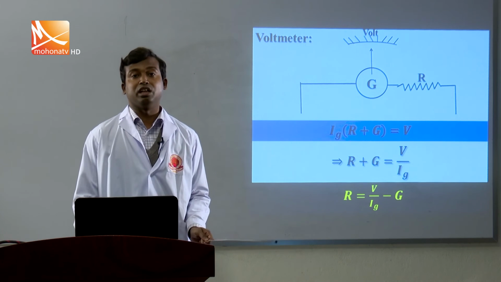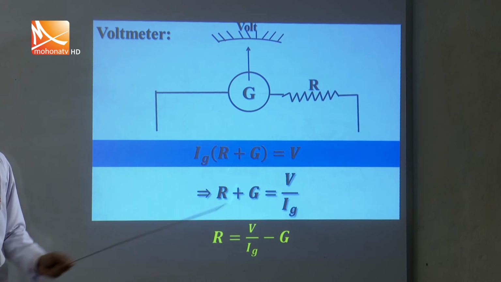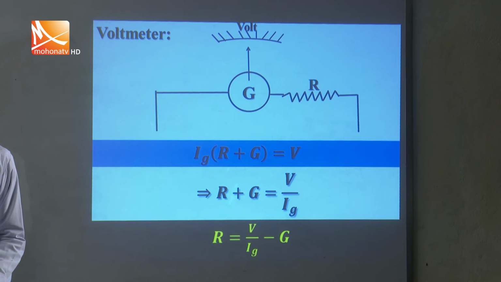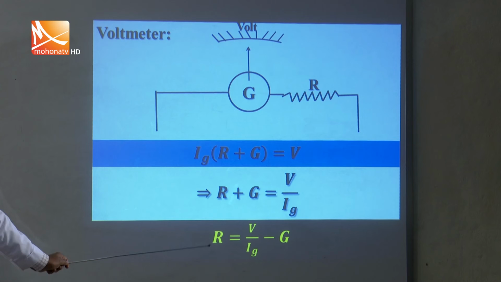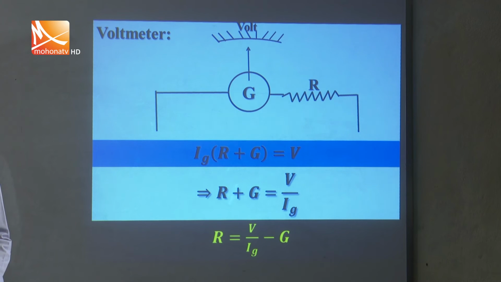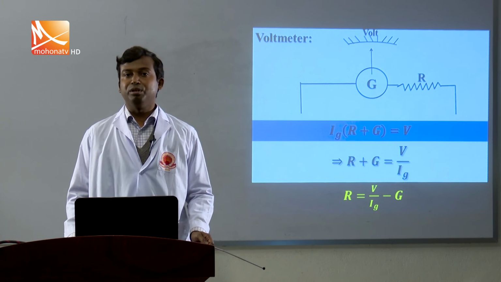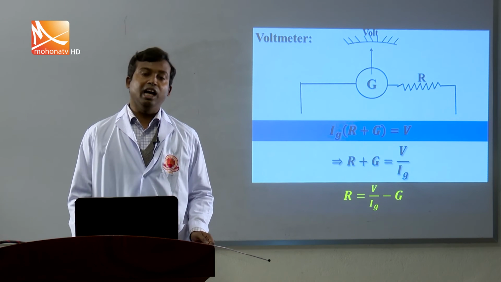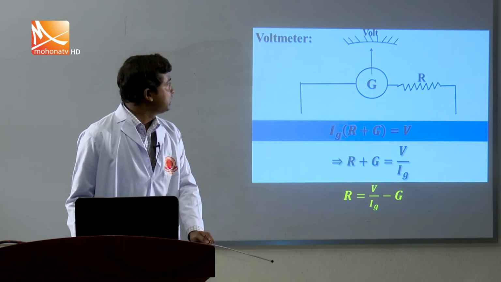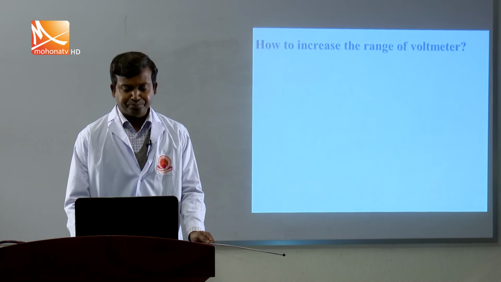So this is the equation for calculating the resistance to be connected with the galvanometer in order to convert it into a voltmeter. Now I repeat the same case: this galvanometer or voltmeter can measure only a limited amount of potential difference, but I want to use this voltmeter to measure a huge amount of potential difference. In this case, I also have to increase the range of the voltmeter. How to increase the range of the voltmeter?